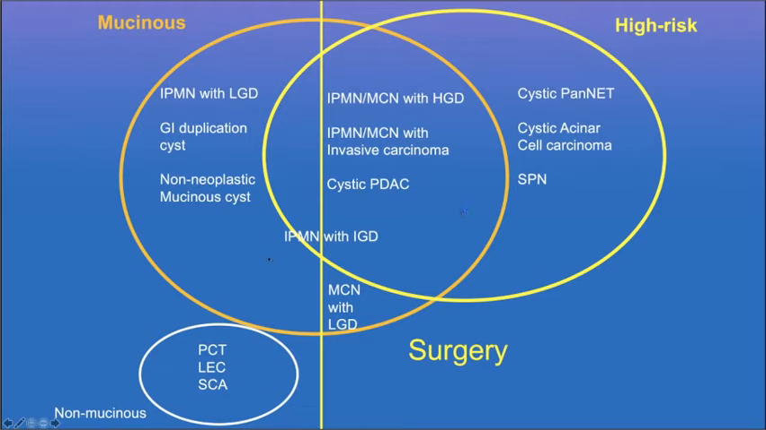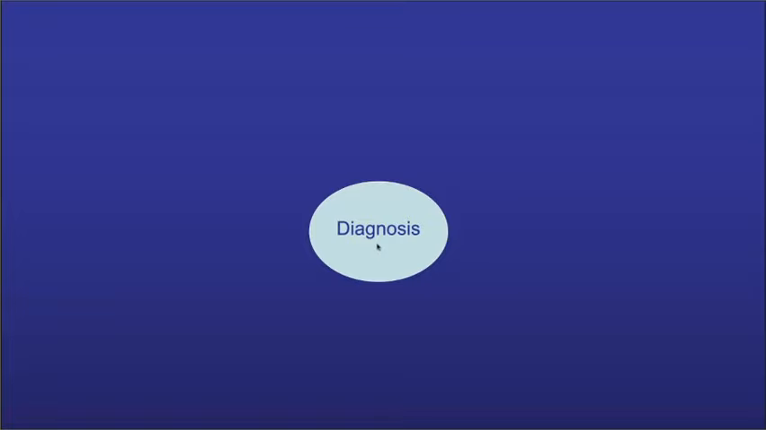One of the big questions that still remains is, what do we do with IPMNs with intermediate grade dysplasia? Now, I told you before, if it's present in a main duct IPMN, it will be resected. But if we see that intermediate grade gastric type dysplasia in particular, is that a surgical indication? That still needs to be answered by our clinical colleagues and research data to be determined.